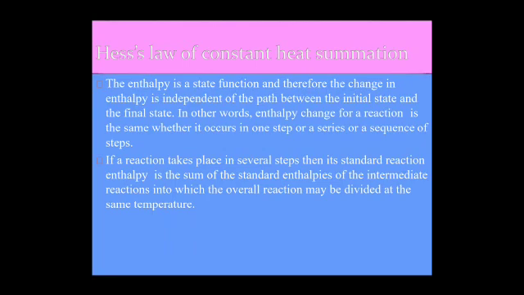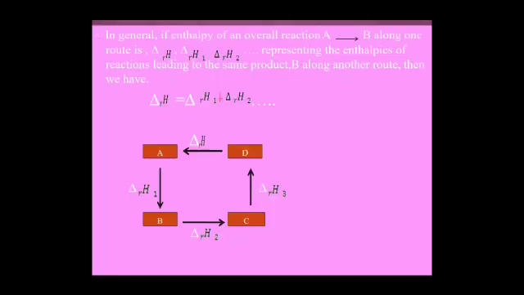We know very well this is a state function. It does not depend on the path. Whatever path is there, it doesn't matter. It depends on the initial state and the final state. In other words, the enthalpy change for a reaction is the same whether it occurs in one step or a sequence of steps. If a reaction takes place in several steps, then its standard reaction enthalpy is the sum of the standard enthalpies of the intermediate reactions, into which the overall reaction may be divided, at the same temperature.